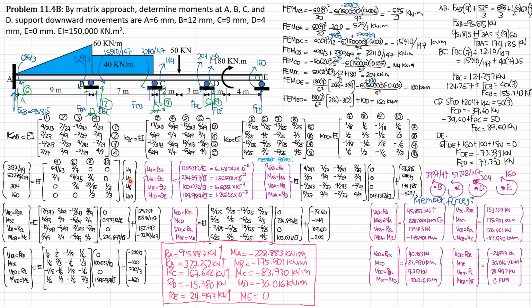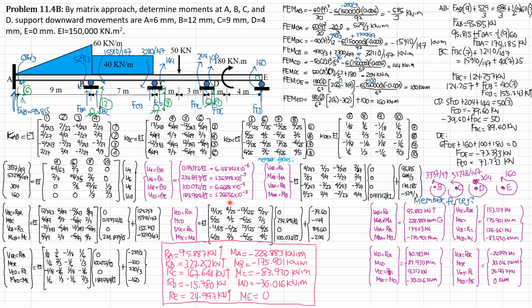This U4, U6, U8, U10 using your calculator is the product of the inverse of this reduced stiffness matrix times this force matrix here. We obtain U4, theta B, U6, theta C, U8, theta D, U10, theta E as 0.497312 over EI, theta B, theta C 234.897 over EI, theta D 100.032 over EI, and theta E 189.984 over EI. Since EI is 150,000, dividing this by 150,000, we get these values in radians.